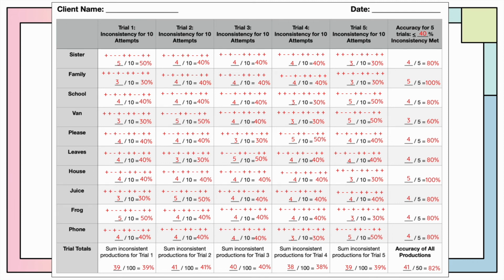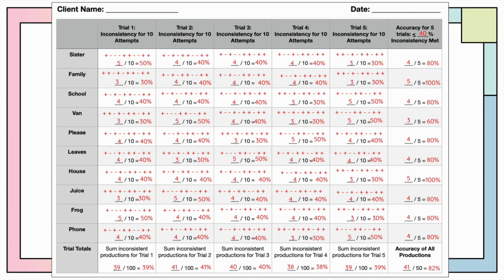So now we can look to that far right column, and that gives the client an 80% accuracy for this word because 4 out of their 5 trials were produced with 40% inconsistency or less. So this client has an 80% accuracy in their production of sister at 40% or less inconsistency. And that is essentially how you read all of this data.